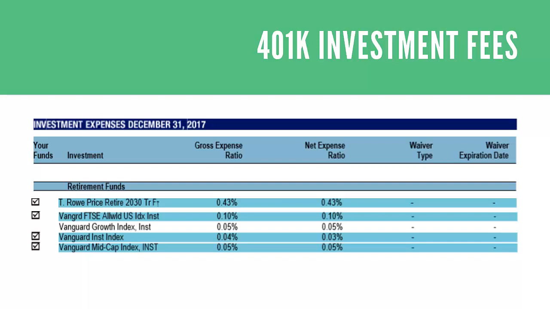So on a $100,000 account, the T. Rowe Price 2030 fund at the top here, you would pay $430 a year. And number 4, the Vanguard Institutional Index at 4 basis points, you would pay $40 a year. So them target date funds, again, are 10 times what you would pay over the Vanguard Institutional Index. This is very important to look at this stuff.